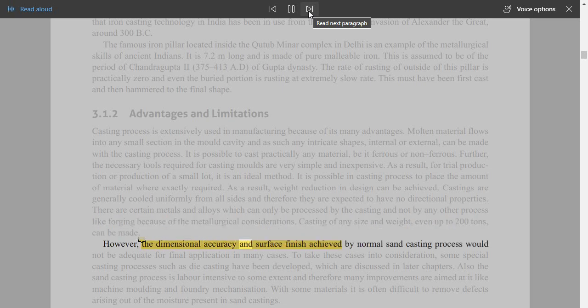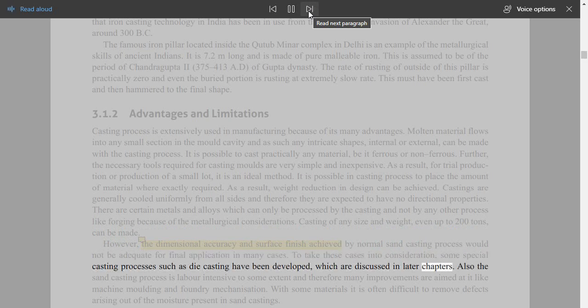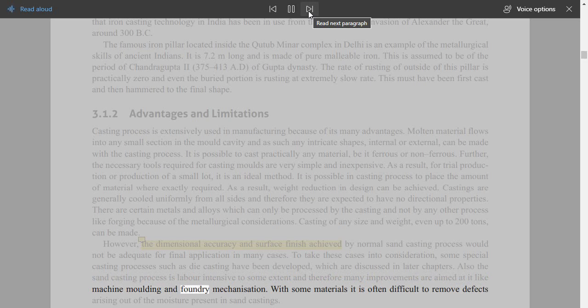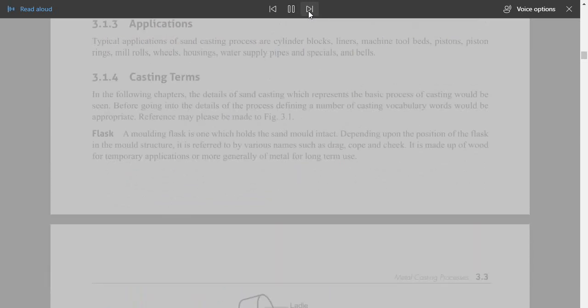However, the dimensional accuracy and surface finish achieved by normal sand casting process would not be adequate for final application in many cases. To take these cases into consideration, some special casting processes such as die casting have been developed, which are discussed in later chapters. Also, the sand casting process is labor-intensive to some extent, and therefore many improvements are aimed at it like machine molding and foundry mechanization. With some materials it is often difficult to remove defects arising out of the moisture present in sand castings.